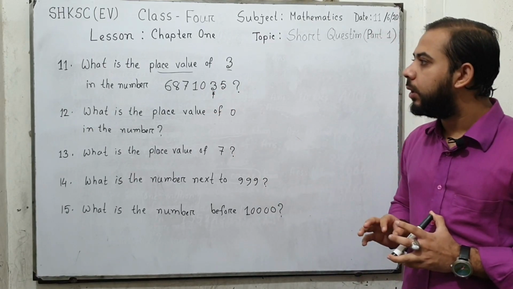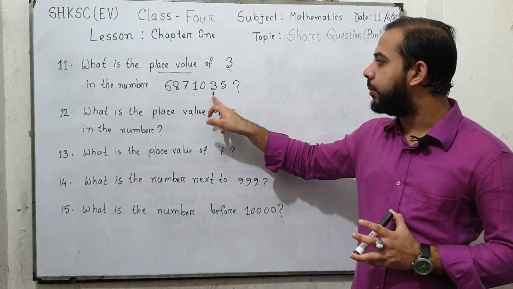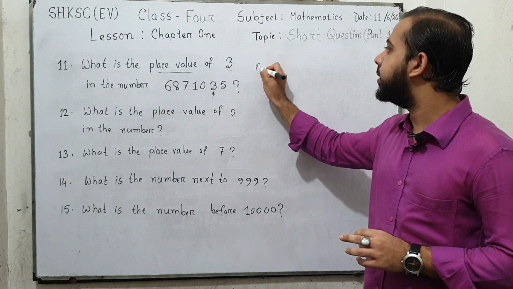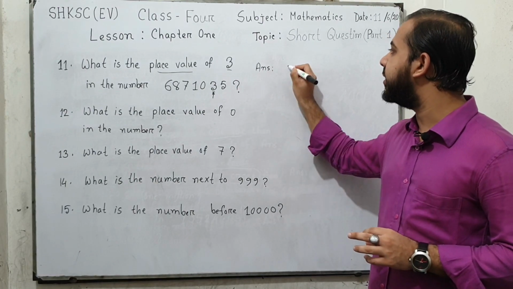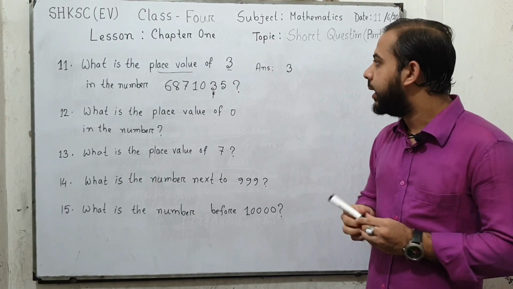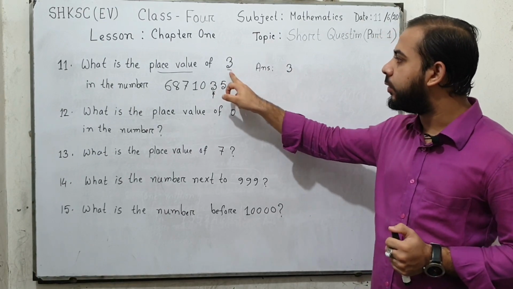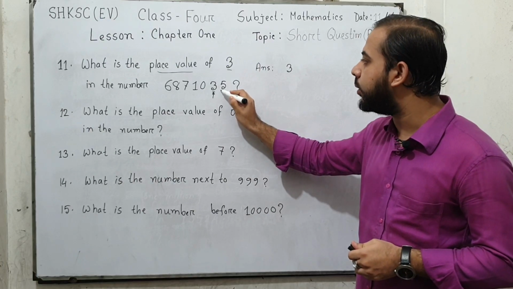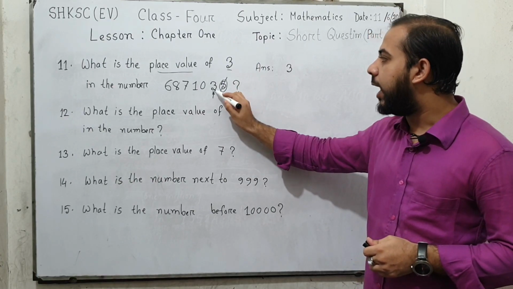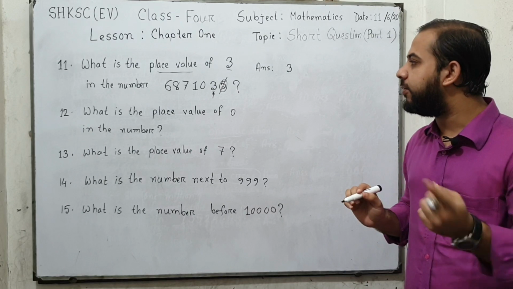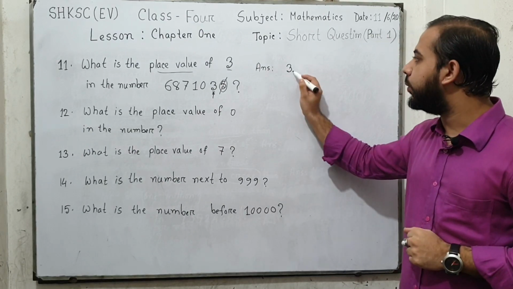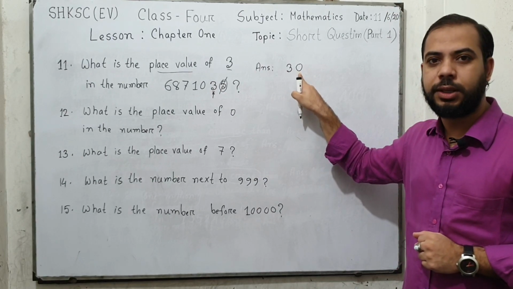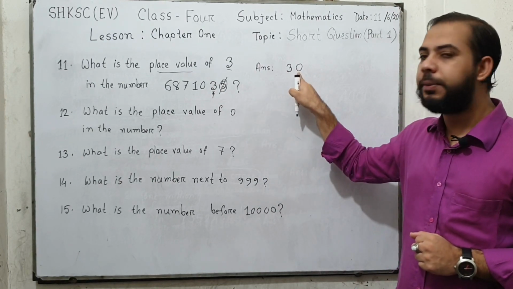So from the right side, the position of 3 is second. If we need to find the place value of 3, at first we have to write the number itself. That is, at first we write 3 and then we write 0 instead of the remaining digit. After 3 there is only 1 digit, so we just put one 0 here. One digit, one zero.